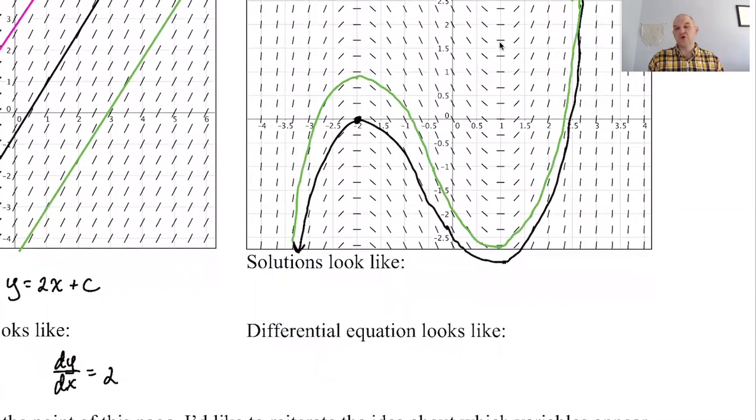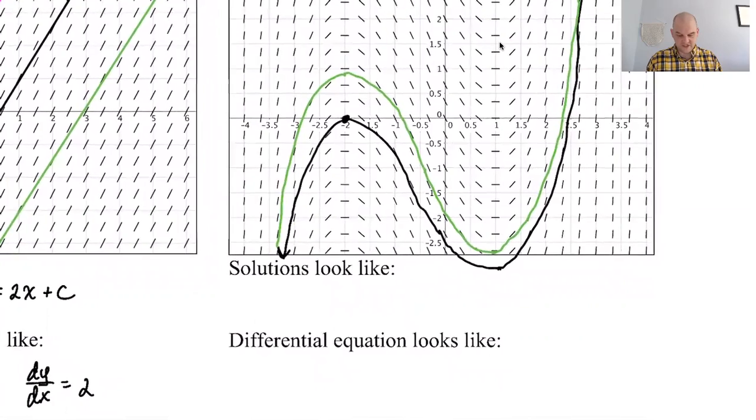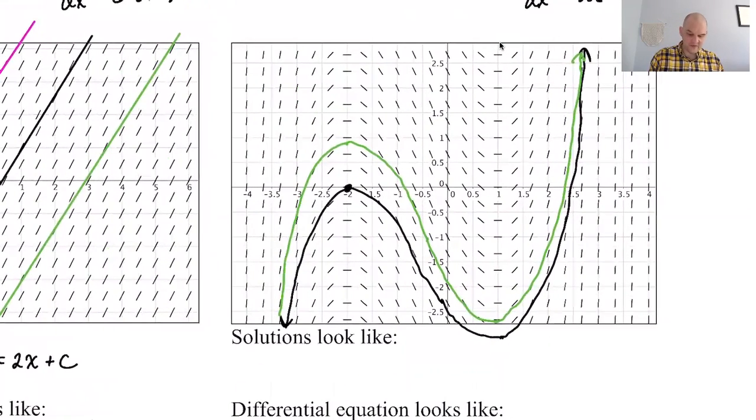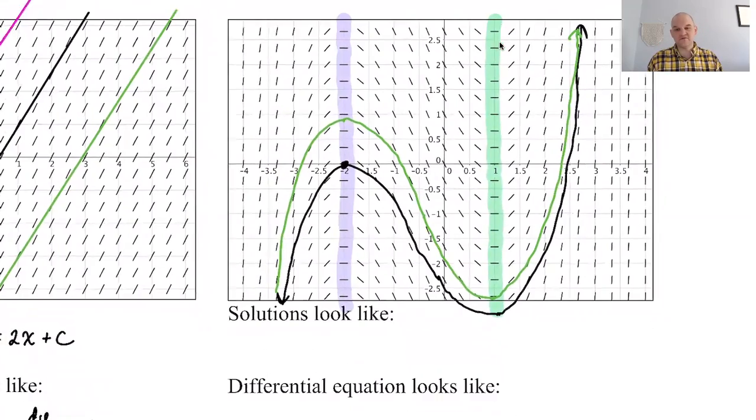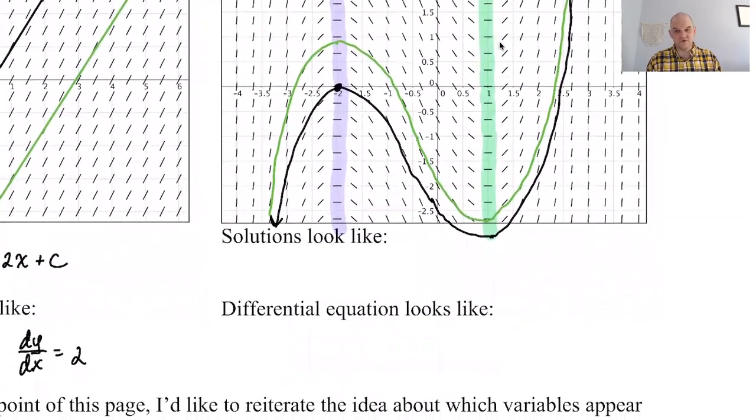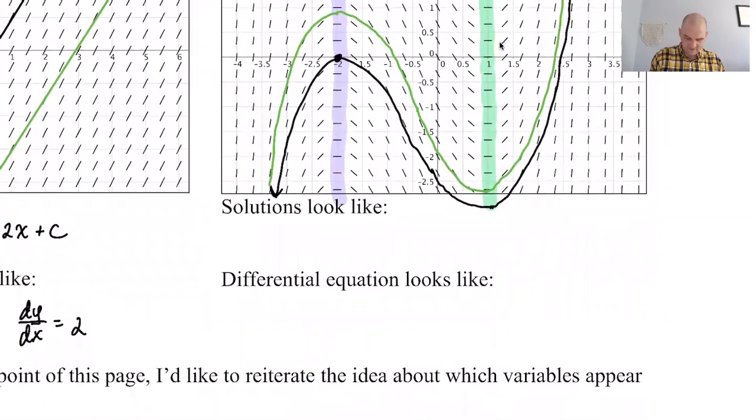I don't really know what to say about this particular one. So what I'm going to do is say I think that I know what the differential equation looks like. I think that because everywhere that x is negative 2, we're going to get a maximum, and everywhere x is 1, we're going to get a minimum. So I actually think I can write the differential equation for this, or at least very close to it.